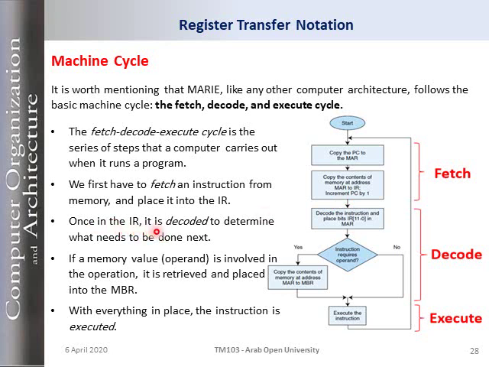Once the instruction is in the instruction register, it is decoded, to determine what needs to be done next. This is the decode part. If a memory value operand is involved, we will have to get it from the memory and put it in the memory buffer register. So if we need any data, we get it from the memory and put it in the memory buffer register. With everything in place, the instruction is executed. So we execute the instruction at the end.